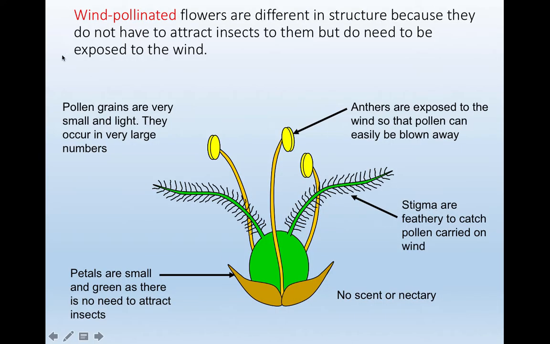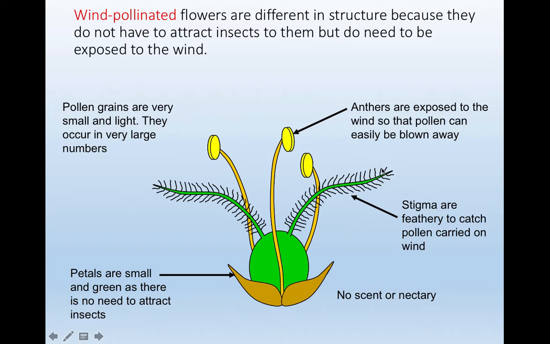Wind-pollinated flowers are a little bit different. Their anther structure or pollen sacs are something different. They don't have the attractant of insects, but they need to be exposed to the wind. So notice the petals are often small. So what has to happen is that some of these pollen grains are carried by wind. Pollen grains are going to be very small and very light, and they're going to be created in much larger numbers. Notice here in the anther, it comes up so you can see it exposed to the wind.